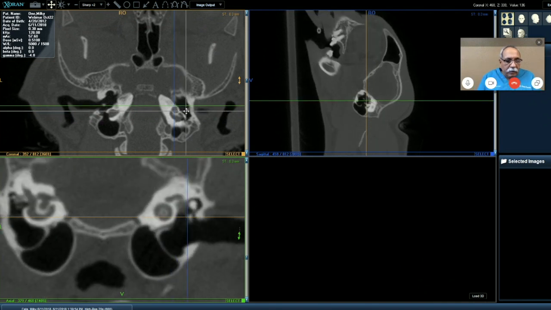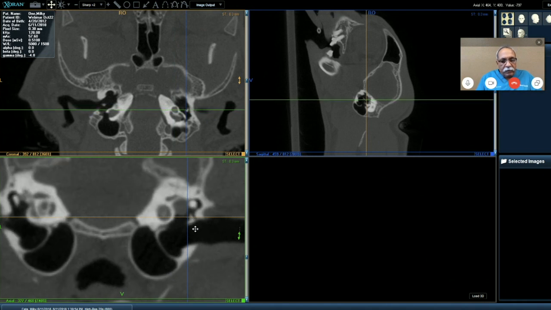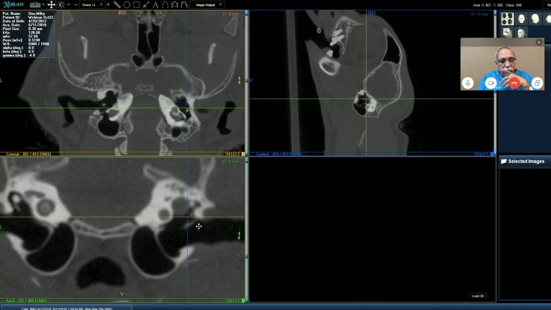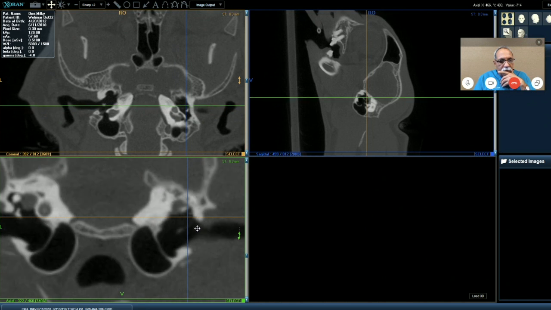The axial view is probably going to get, yeah. So the dark white structure you see is the incus right in the epitympanic recess, a little bit higher up. So that's the malleus. Malleus is connected. You follow the malleus up dorsally. And the bright white structure, okay.